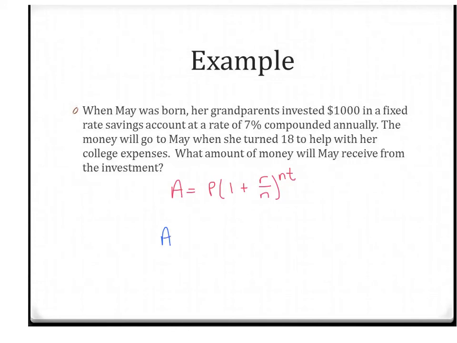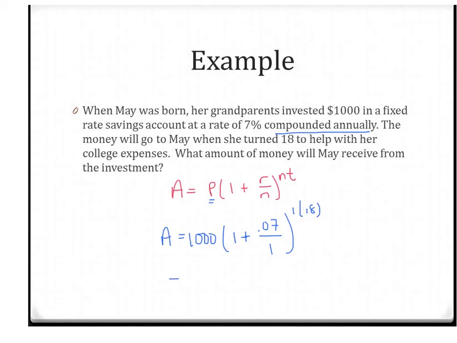So A equals, P is how much they started with, which is 1,000. 1 plus, r is still the rate as a decimal, so 0.07. n is how many times it's compounded per year. So it's compounded annually, meaning it's compounded once per year, to the 1 times. t is how many years, and that's going to be 18.